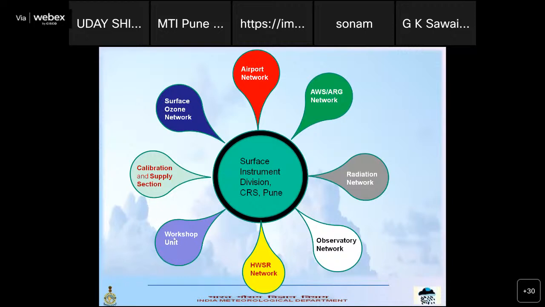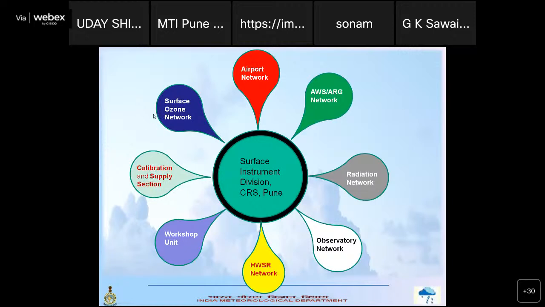There is a workshop unit. We have at the Pune office, basically known as the Shimla office, a workshop unit, a manufacturing unit, which manufactures all the meteorological sensors here. Whatever instruments are manufactured in the meteorological workshop should be calibrated, so we have a calibration lab here. We maintain BIS standards also, and primary standards are available at our calibration lab.